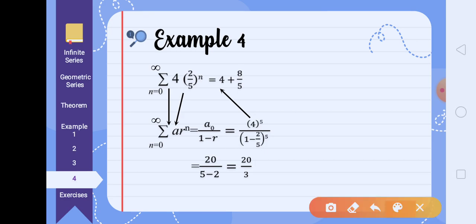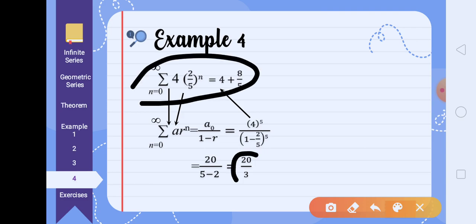So multiply both denominator and numerator by 5. So 4 times 5, that is 20. And 5 minus 2, that is 3. So 20 over 3. So the answer for this geometric series is 20 over 3.